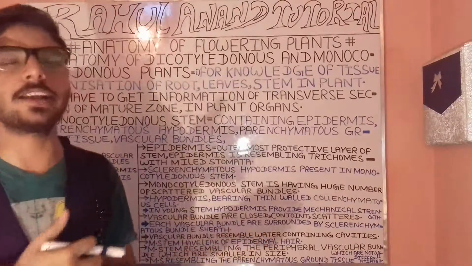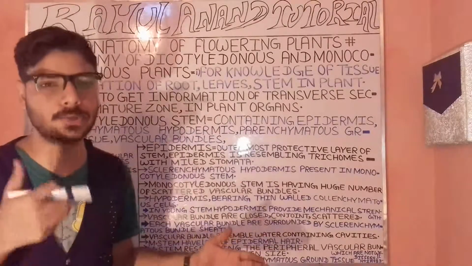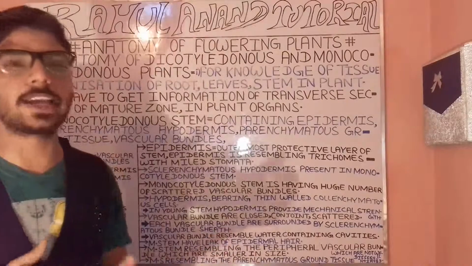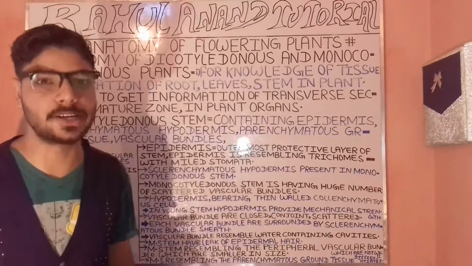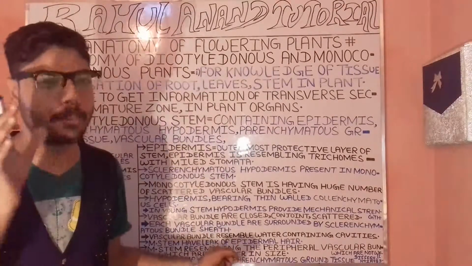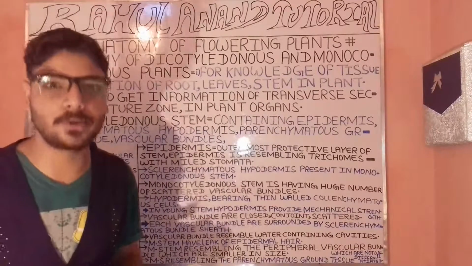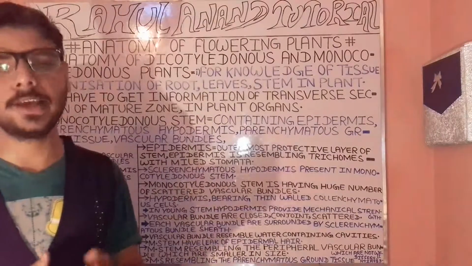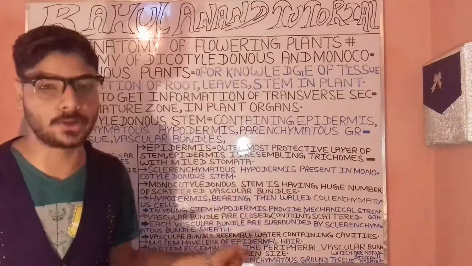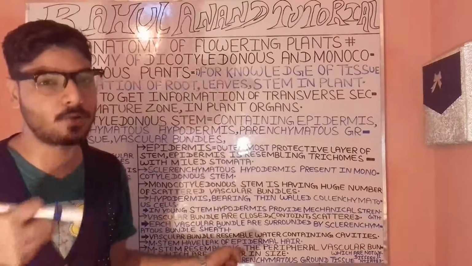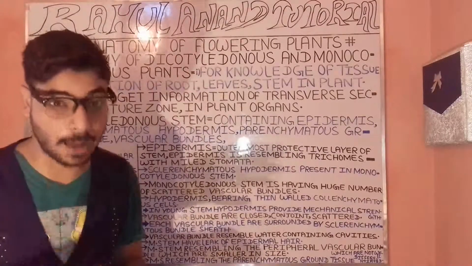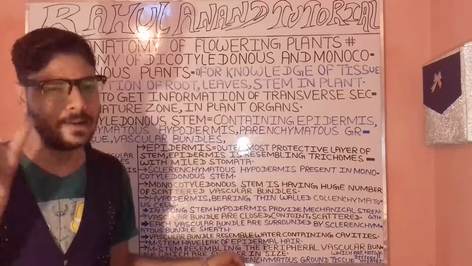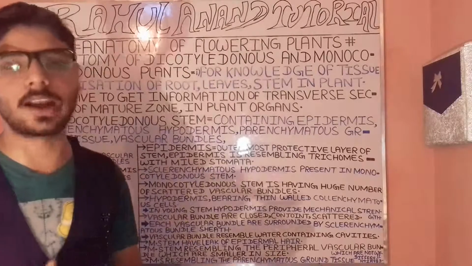And when we are talking about the other important parts in the case of the monocotyledonous stem, it will resemble the hypodermis. So when we are talking about the hypodermis, remember what it is? The hypodermis bears the collenchymatous tissue, which plays an important role in providing mechanical support as well as strength, with reference to what?